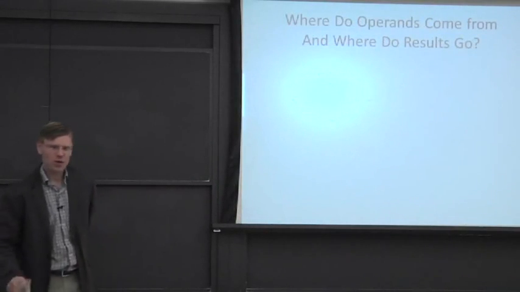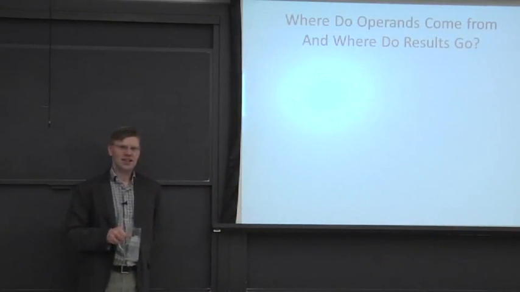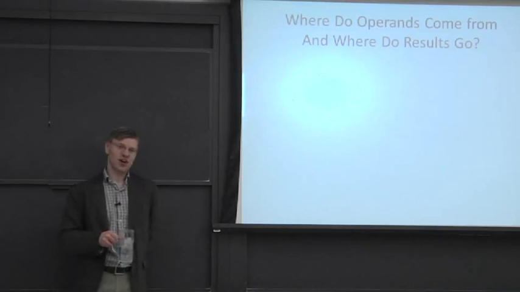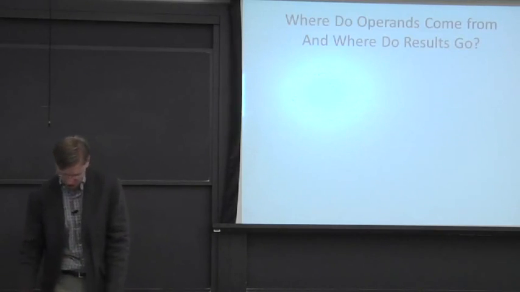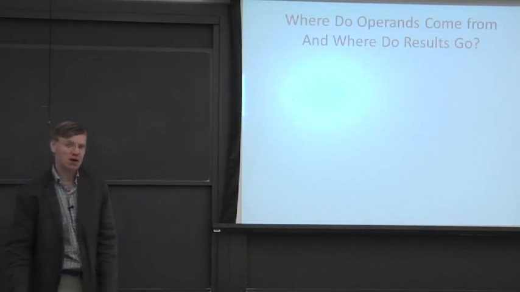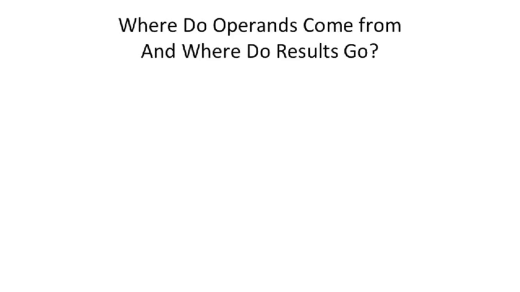So now we're going to start talking about the fundamental things inside of an instruction set architecture and the things you need to build inside of an instruction set architecture. And we're going to start off by talking about machine models. So I have a question here. Where do operands come from? And where do results go to?